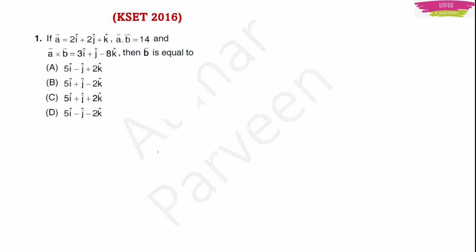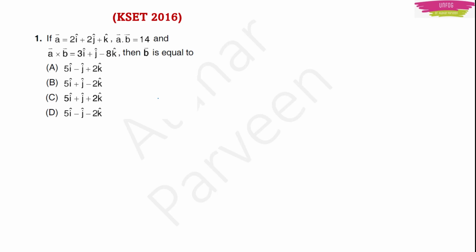Next question. This is a question from the KSET 2016 question paper. The question is, if A is 2i plus 2j plus k, and A dot B is 14, and A cross B is 3i plus j minus 8k, then B is equal to. They have given 4 options. You don't see the options in such sums. Just solve and find the answer.